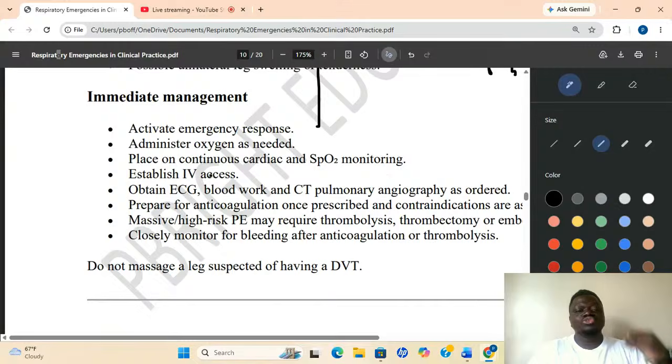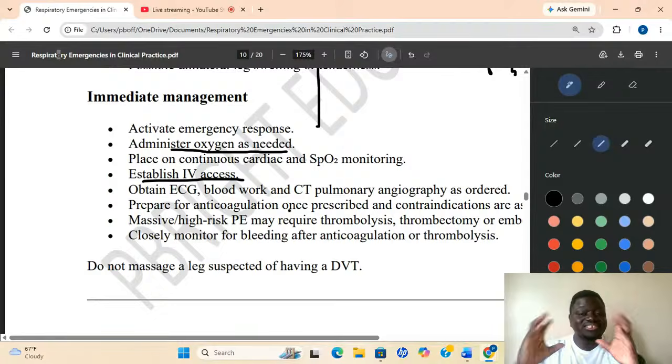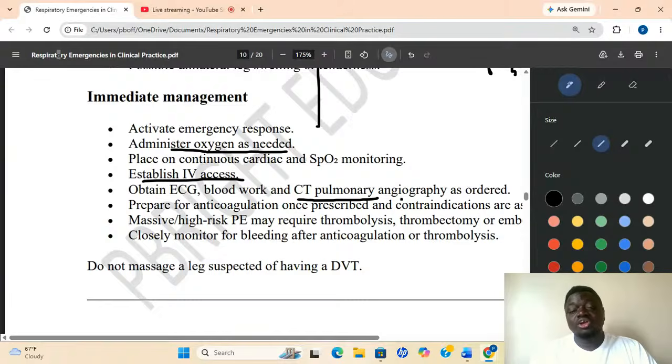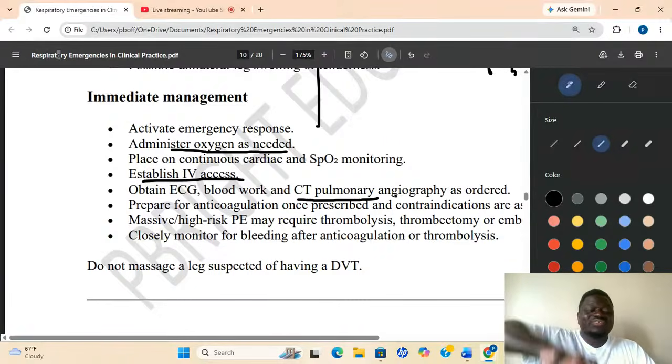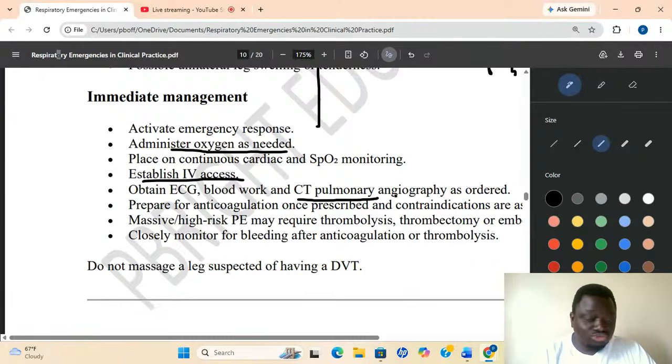Okay. So you place the patient on continuous cardiac monitoring and saturation monitoring. You give oxygen as needed. You establish a new IV line or a large bore access. You do your EKGs, your blood work, your CT pulmonary angiography. We are going to study the blood vessels in the lungs, which of them is blocked. Then you prepare for your heparin.